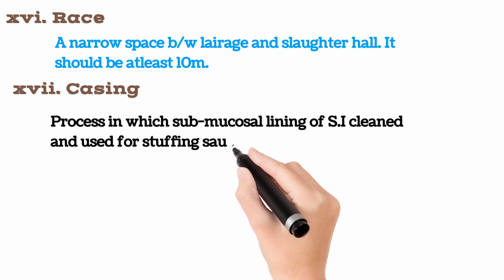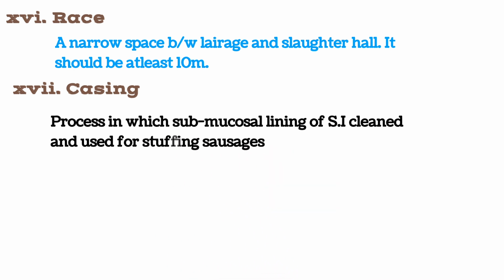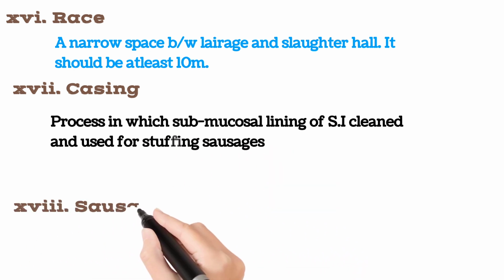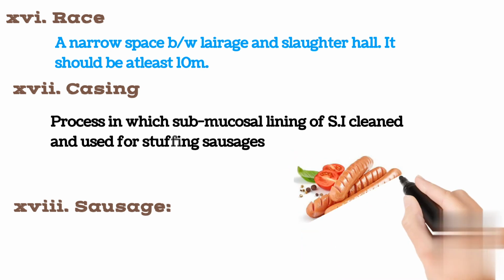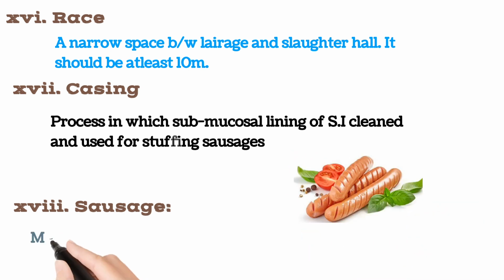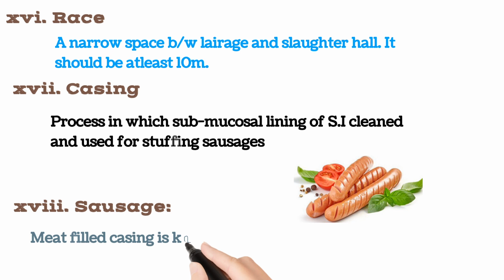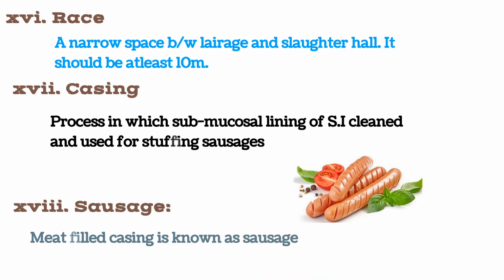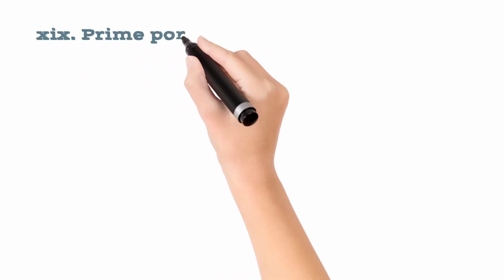And casing is a process in which the submucosal lining of the small intestine is cleaned and used for stuffing sausage. Now, what is sausage? Sausage is a meat-filled casing, as you can see in the picture. This is a highly nutritious food.